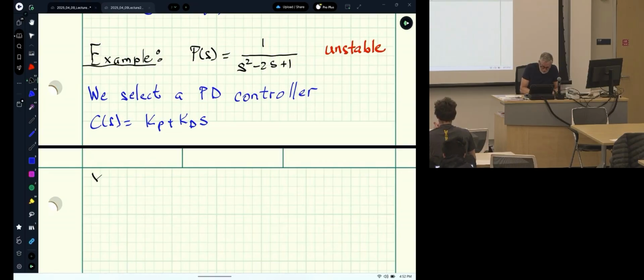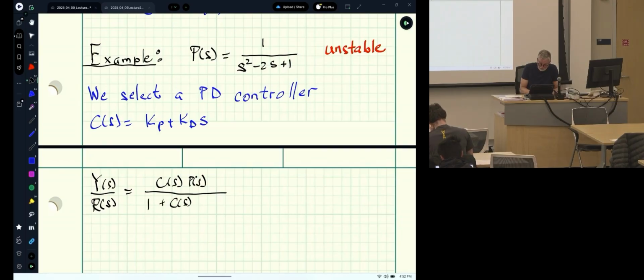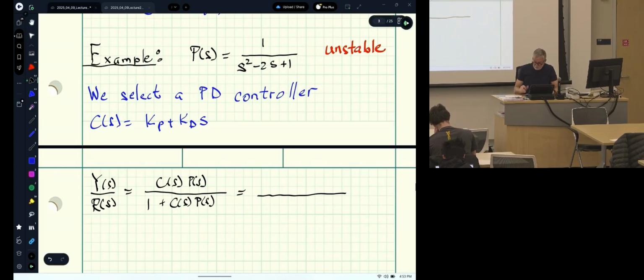So then Y of S over R of S is C of S, P of S over 1 plus C of S, P of S. So that's G over 1 plus G. G is the cascade combination of the compensator and the plant. So is it stable? I can't tell by looking at that. Maybe you guys can because your minds are young and flexible.